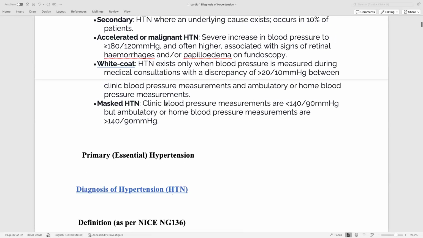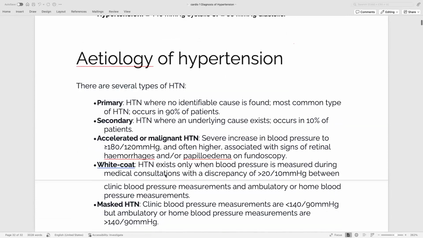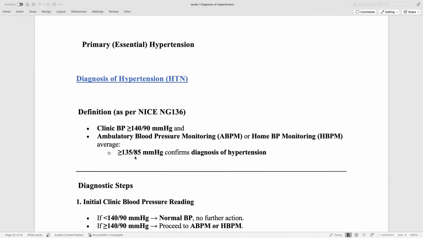We already defined the blood pressure here, 140/90, but that is in the clinic. Here we are talking about clinic. But if by ambulatory or home monitoring, the cutoff point is 135 and below, or 85 and below, or if both figures are crossing this limit.